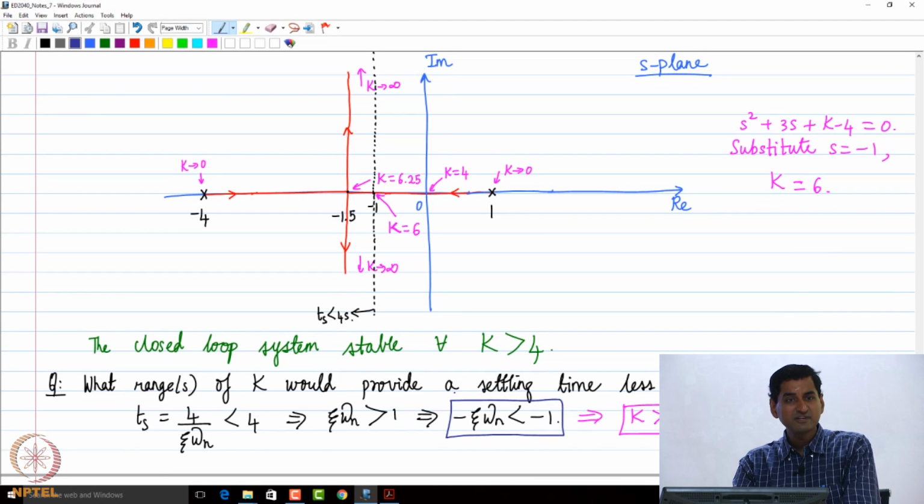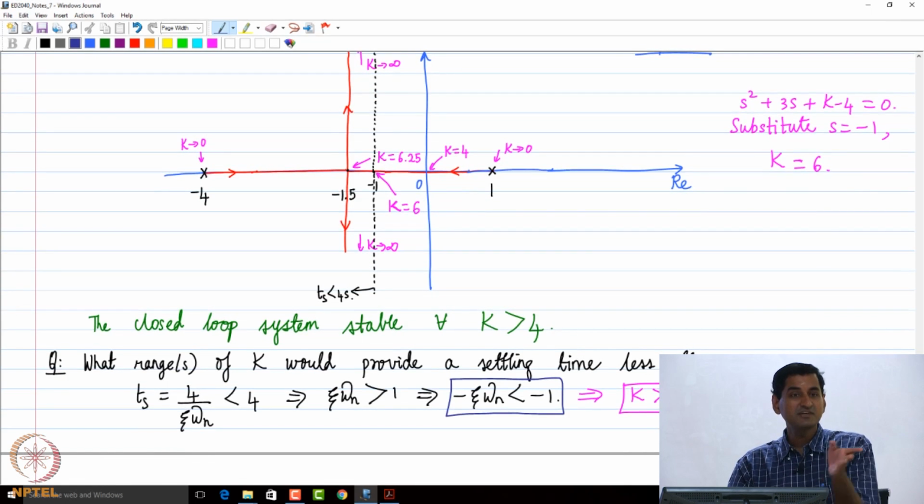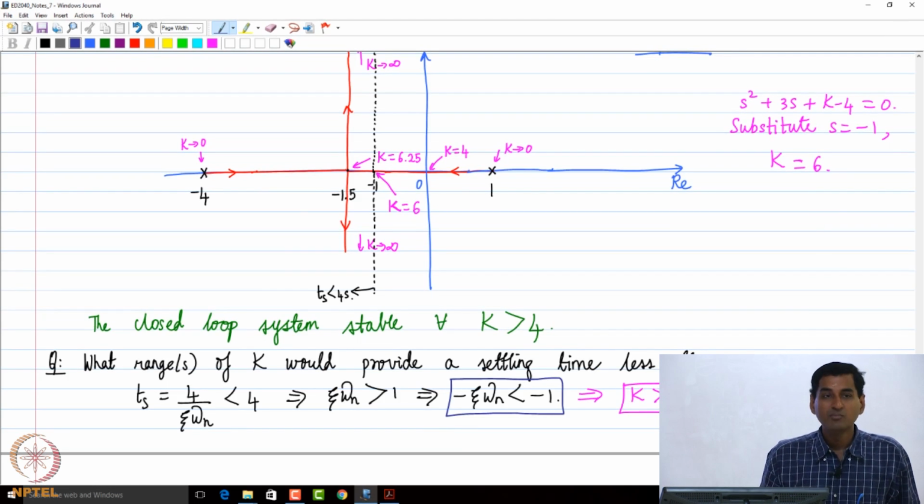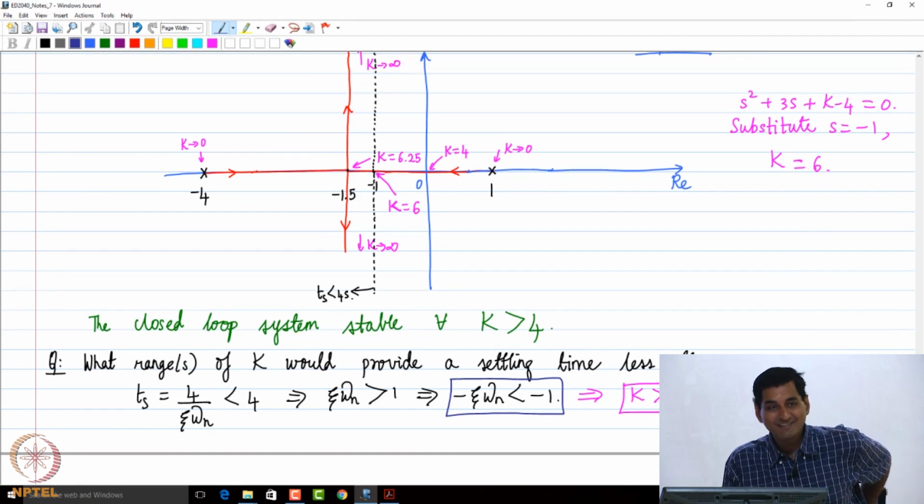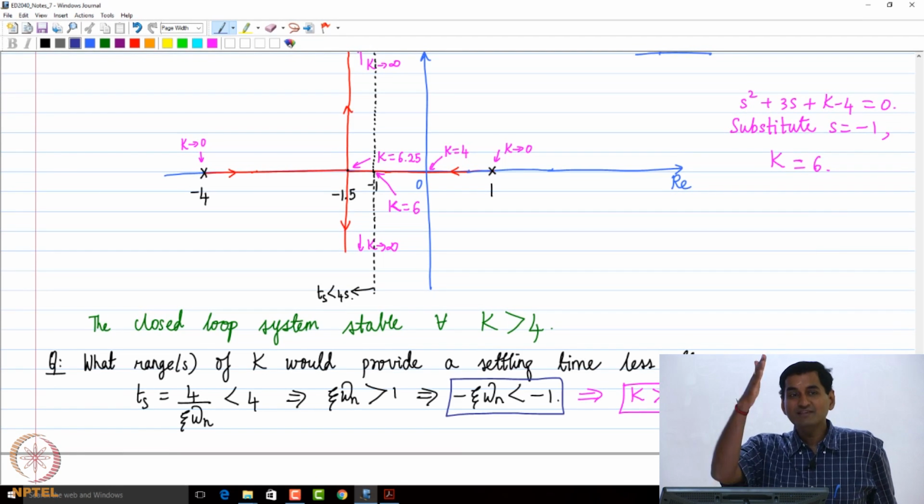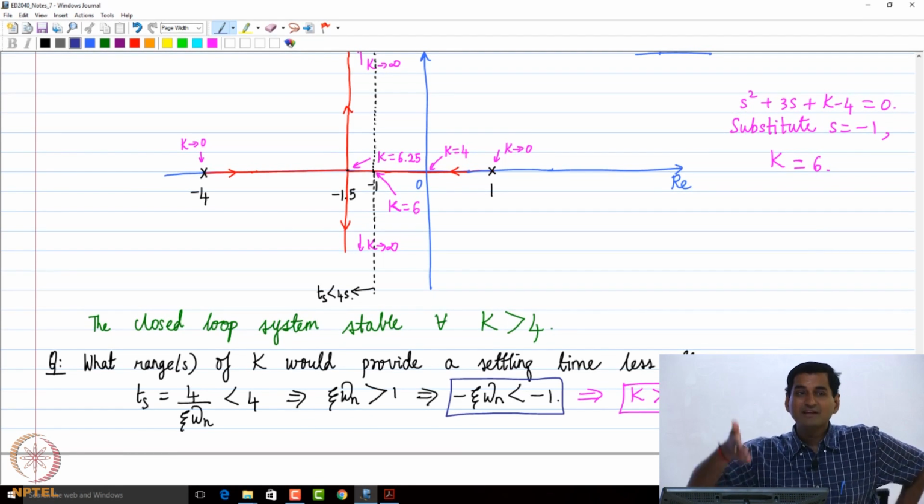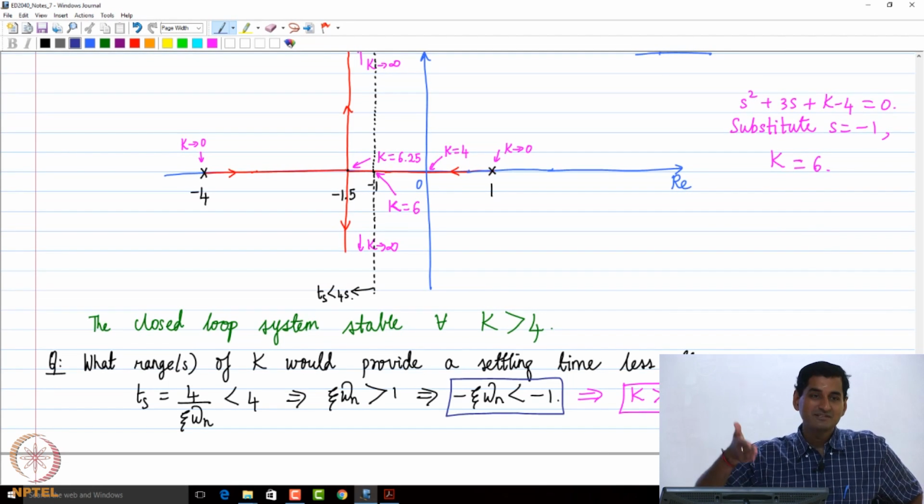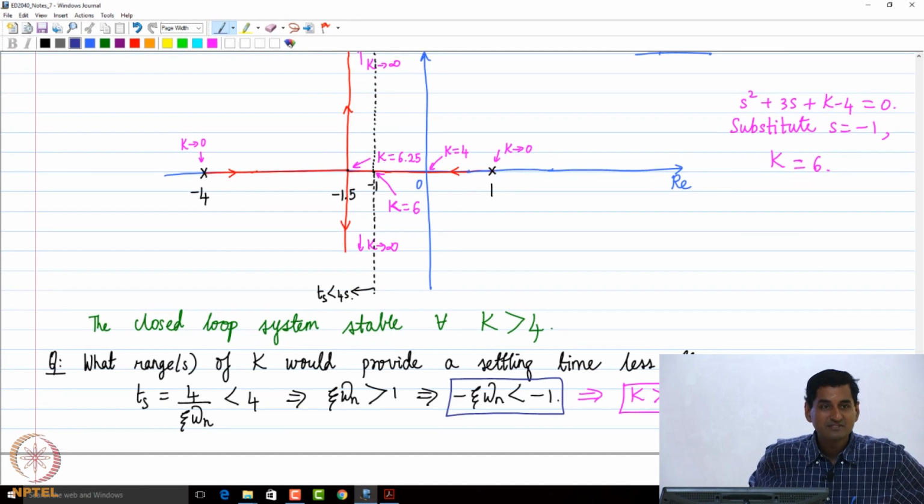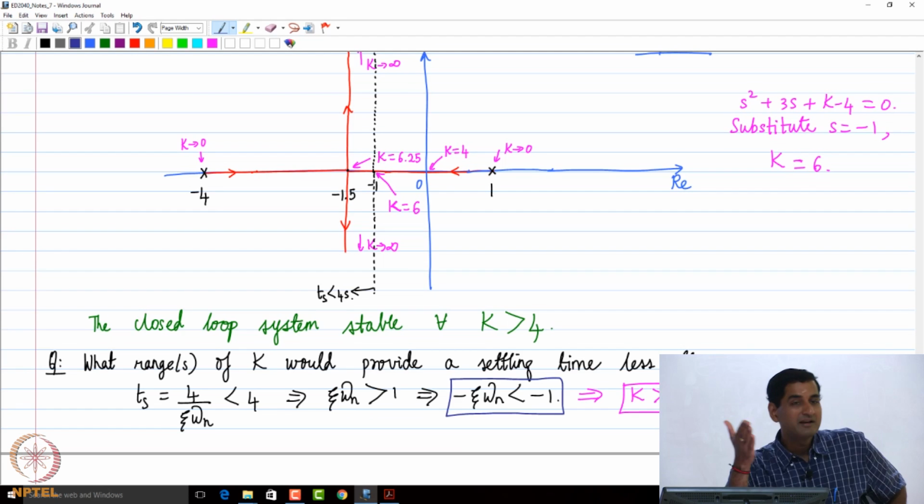We discussed this last week also, right? For the settling time condition, we converted it into a constraint on the real part of the pole. Please remember what minus zeta omega was: it was the real part of the poles of the underdamped second order system. So if our dominant dynamics is going to be an underdamped second order system, we want the real parts to be to the left of this minus 1 line, right?